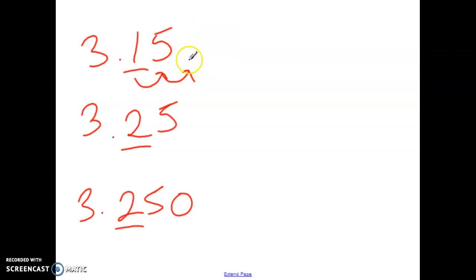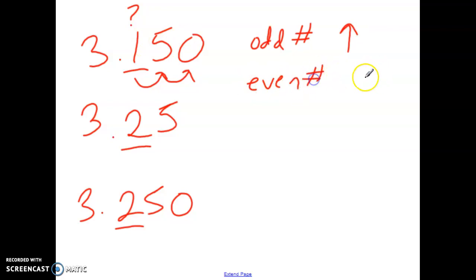If there is no number there, or if there is a 0, so no number is the same as there being a 0, right? What that means is this number that you are questioning gets rounded up if it is an odd number. So odd numbers, you round up. Even numbers stay the same. They do not round up. So in this case, 3.150, because there is nothing after the 5, this one is an odd number. So the answer here would round up to 3.2.